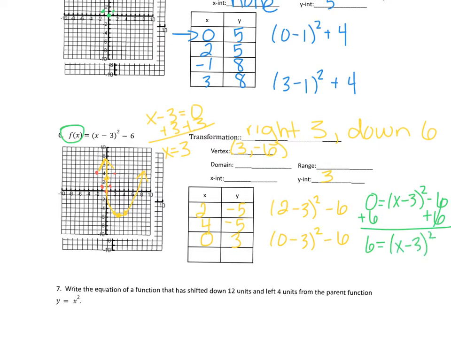The opposite of squaring something is square rooting something. So I'm going to have the square root of 6 equals x minus 3. Add 3. And you can say that the x-intercept is 3 plus radical 6. And that is fine. I'm not going to give you one like that for your test. Okay? Not going to do that.